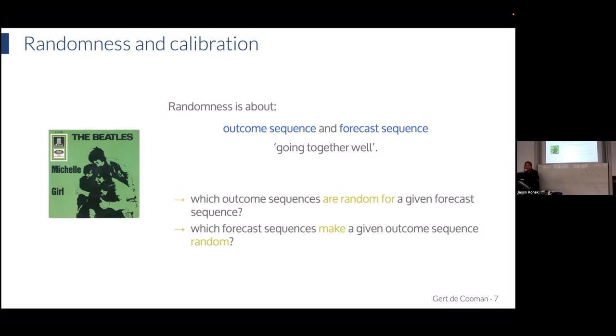And this is not something that has been looked at, I think, very, very often. And that is, if I have a given outcome sequence, what are the forecast sequences that go together well with that given outcome sequence? You have a sequence of zeros and ones. What are the forecast sequences that go together with that one? That's another side of the calibration issue. So there are two sides to this, and I want you to keep that in mind.